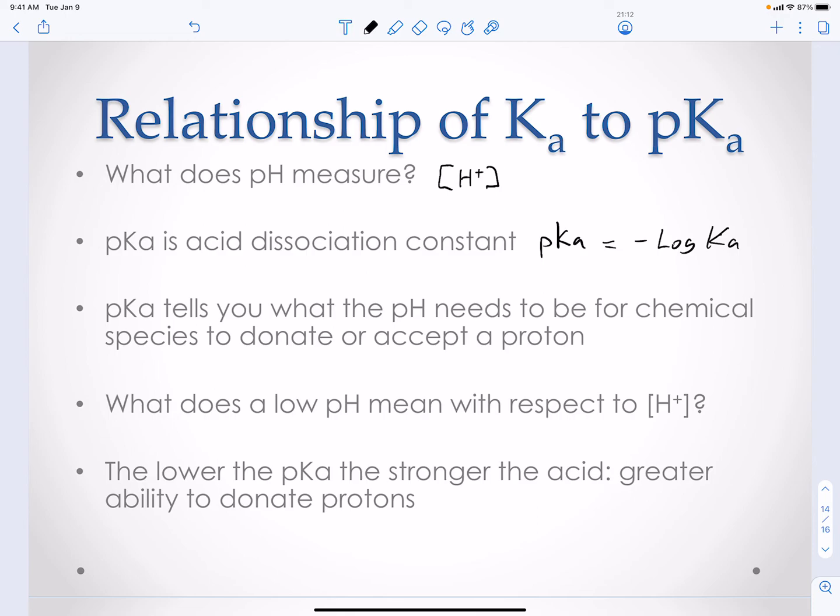A low pH with respect to hydrogen concentration means an increase of hydrogen concentrations. A thing to keep in mind is that the lower the pKa value, the stronger the acid. And this is going to be opposite of Ka. So it's the higher the Ka, the stronger the acid.